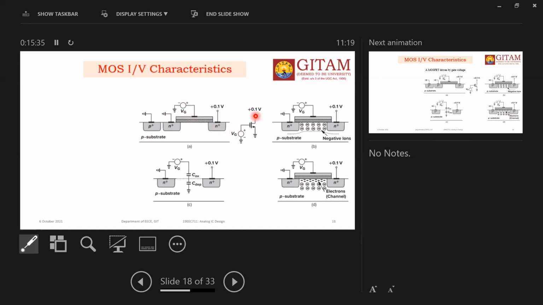Clear? So in the symbolic form, let us first make the drain 0 volts initially. This is also 0. Not required initially. So the drain is 0. As I told you, source is grounded, drain is also grounded, and VG is the potential which is applied at the gate.